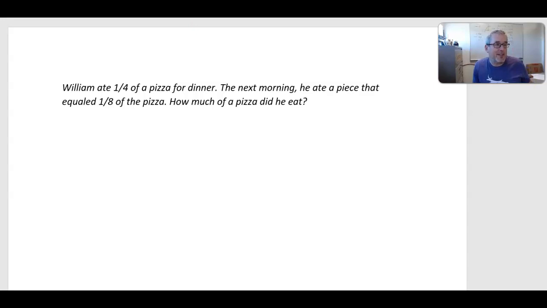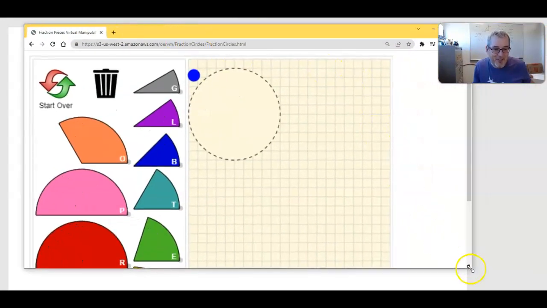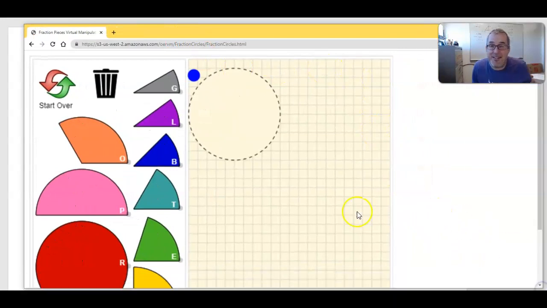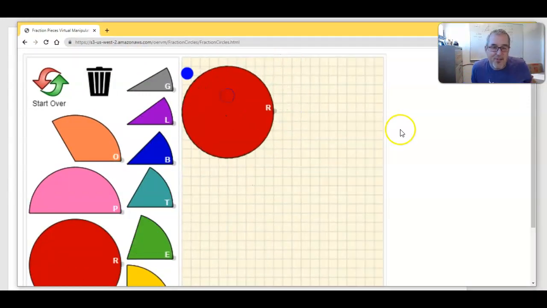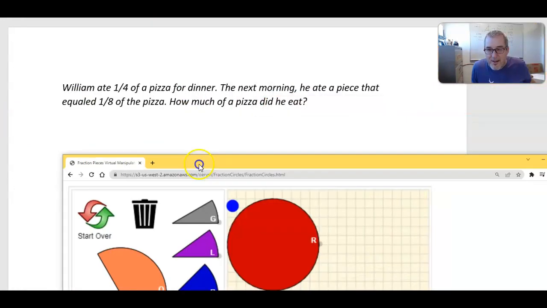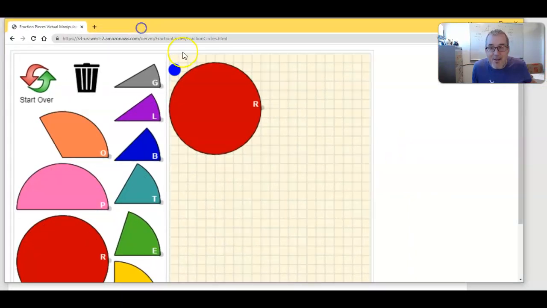And maybe they pull in some manipulatives. Hey, see that? Got manipulatives. And because it's pizza, maybe they choose the appropriate tool and try to use it strategically. The appropriate tool might be circular pieces. So that could represent one whole pizza, couldn't it? Assuming a circular pizza, there's one whole pizza. And in my story, William ate 1/4 of the pizza, followed by 1/8 of the pizza.